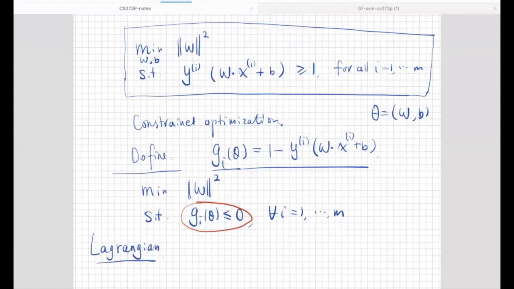Something called Lagrangian. So the Lagrangian function is something like this. I'm going to keep the original objective function, W squared, here, but then I'm going to add summations of alpha sub i times g sub i of theta. I'm going to move this g sub i of theta into the original objective function, and then do a summation where i goes from 1 to m. So I'm going to introduce a function that looks like this.